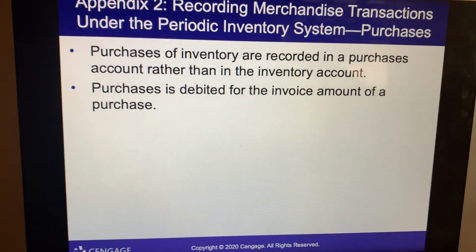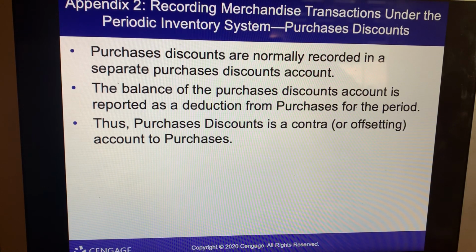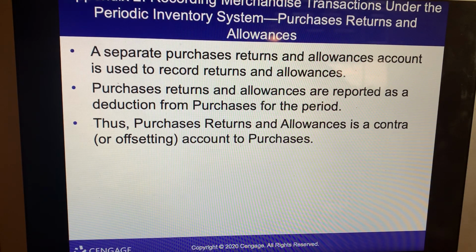Purchases of inventory are recorded in a purchases account rather than the inventory account. Purchases is debited for the invoice amount of a purchase. Okay, so purchase discounts are normally recorded in a separate purchase discounts account. The balance of the purchase discounts account is reported as a deduction from purchases for the period. Thus, purchase discounts is a contra or offsetting account to purchases. Okay, a separate purchase returns and allowances account is used. Purchase returns and allowances are reported as a deduction from purchases. Thus, purchase returns and allowances are a contra account as well.